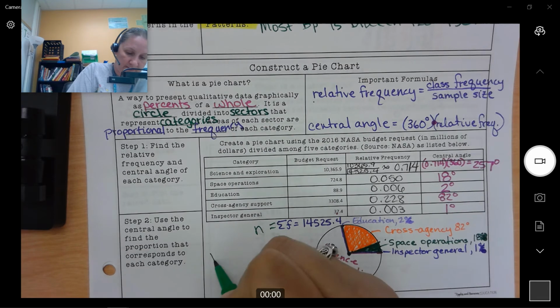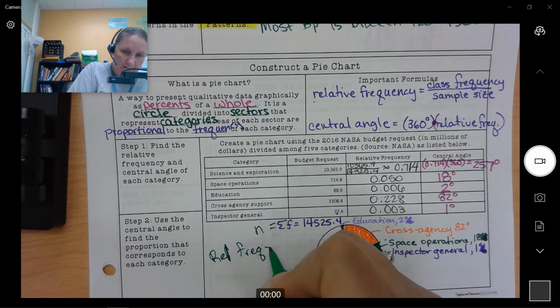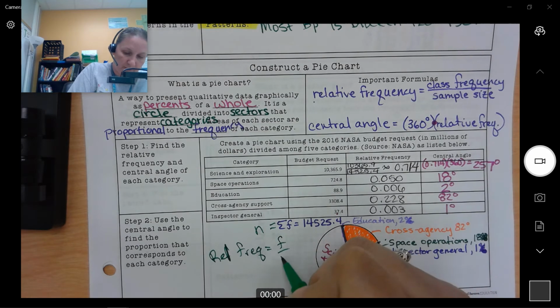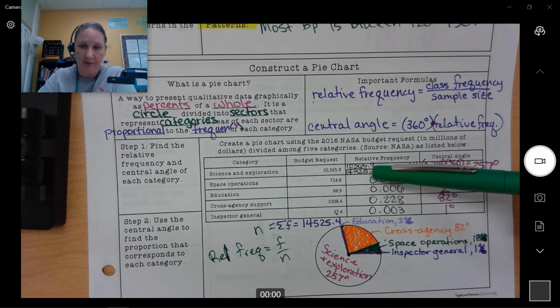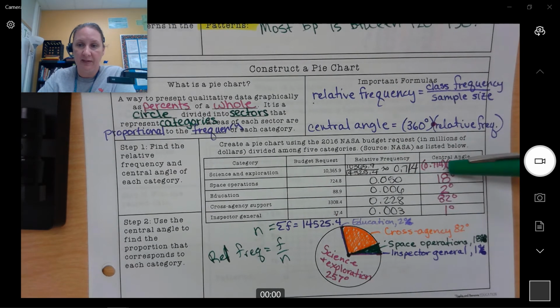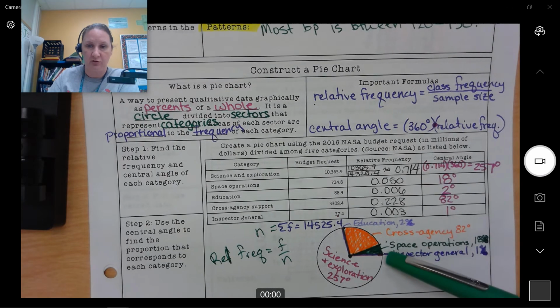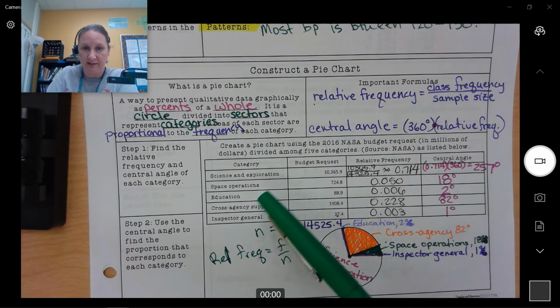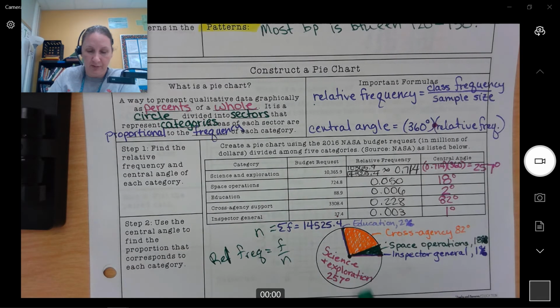And relative frequency, for purposes of remembering it, is the frequency divided by N. So frequency divided by the total is going to give you a percentage. And then we multiply that percentage times 360 to figure out how much of that circle would actually be in the science and exploration. How much would be the inspector general? And then you basically get as close to an estimate as you can.